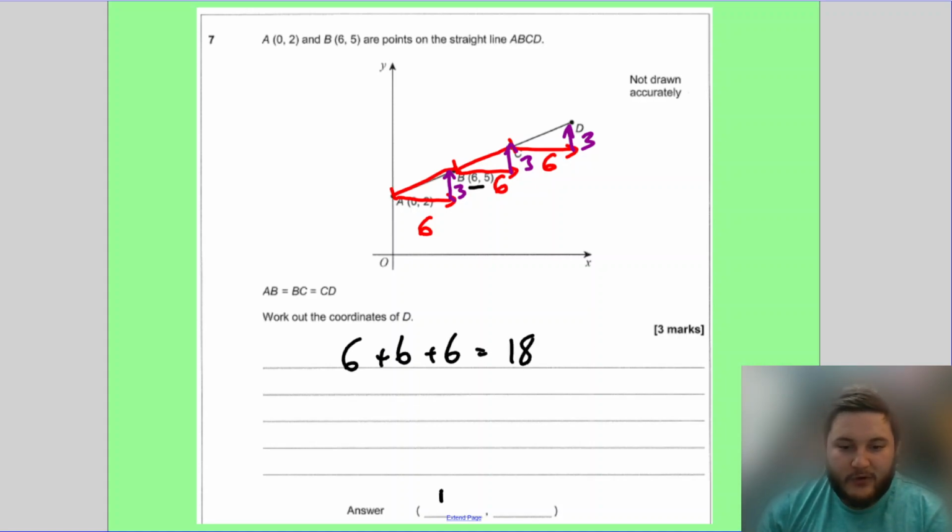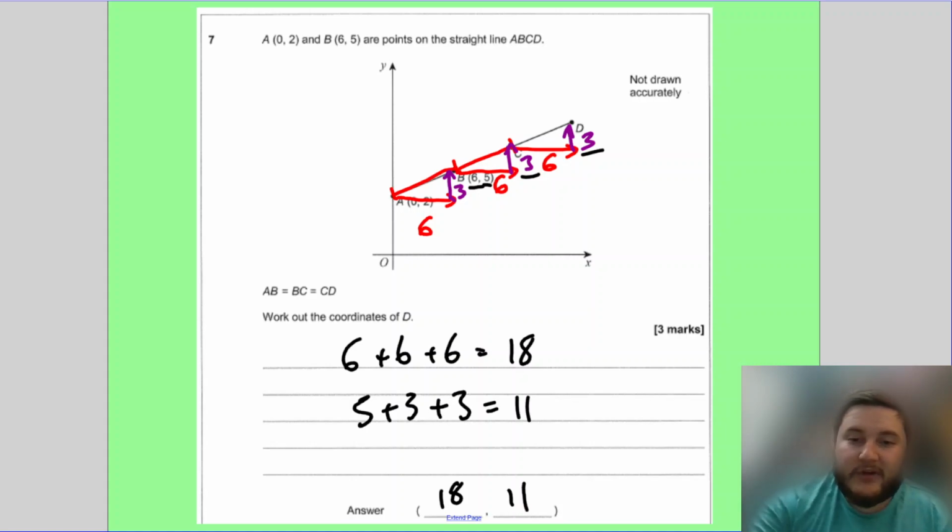So D must have an x coordinate of 18. And the y coordinate of B is 5. And we're going to go up 3 and another 3 to get to D. So 5 plus 3 plus 3 is equal to 11. So D must have a coordinate of 18, 11. Quite an interesting question, that one.